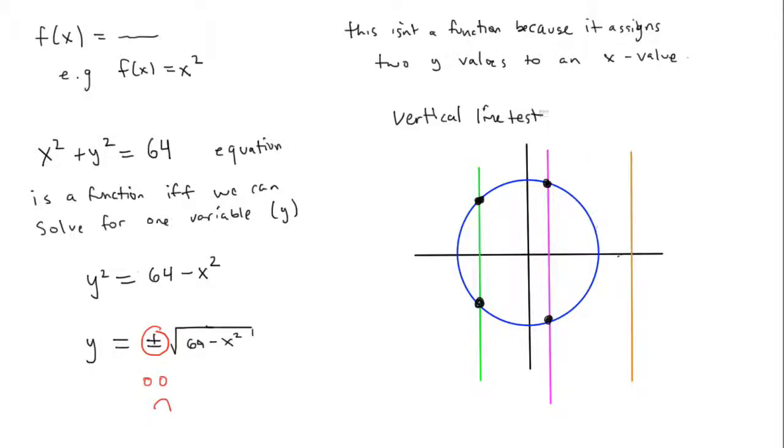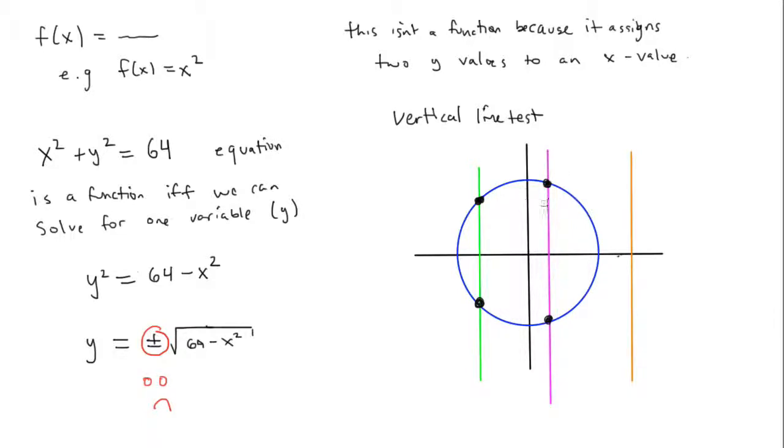So the vertical line test succeeds if every single vertical line you draw intersects the curve at most once. And we'll write this out in a second. It fails if there is one vertical line that intersects the curve more than once. It's totally okay if a bunch of vertical lines never intersect the curve. It's just not okay if one single vertical line intersects more than once.